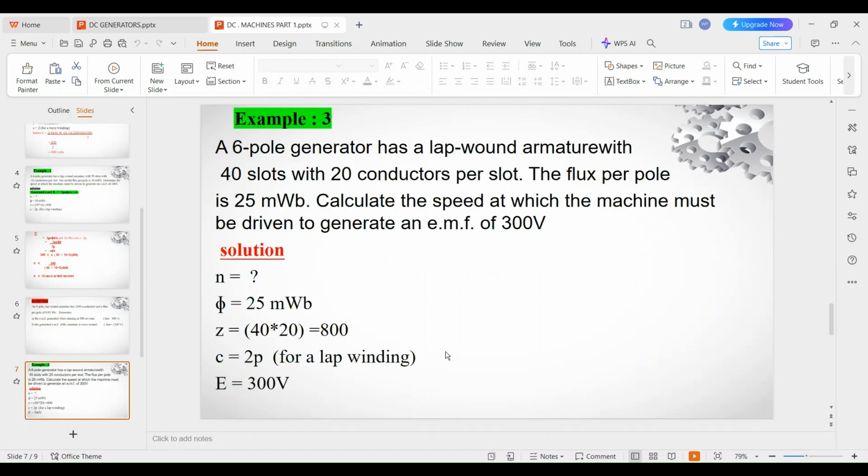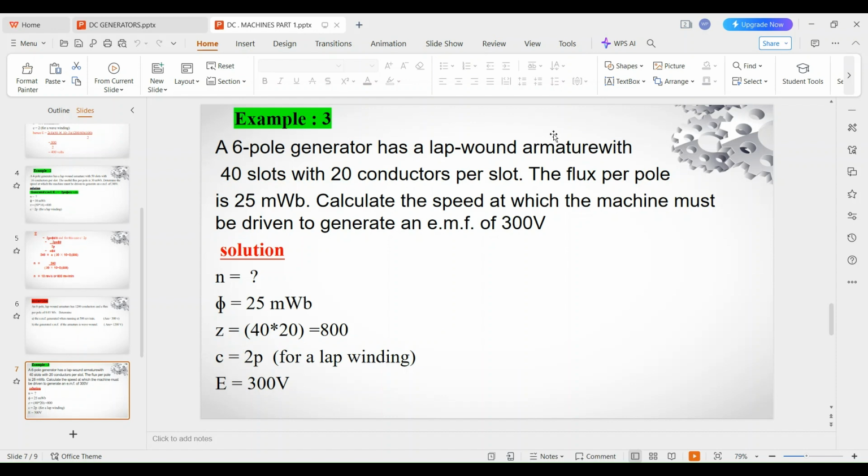Let's continue. Example 3. A 6-pole generator has a lap wound armature with, this is supposed to be 2 words, not 1 word. A 6-pole generator has a lap wound armature with 40 slots with 20 conductors per slot. The flux per pole is 25 milliweber. Calculate the speed at which the machine must be driven to generate an EMF of 300 volts.